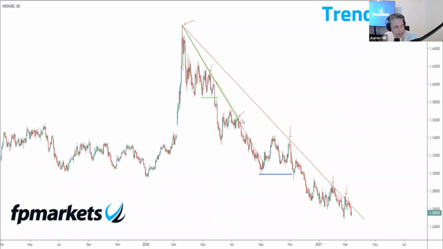So as you can see, we did test this area, and we continue to test it. Look, we tested it here, here, and there again, until we broke, and we even tested it here again. So this is a downtrend line, or a trend line resistance. Now, we broke higher, right? So let me get rid of these drawings. We broke higher at this point here. Now, what does this tell us?